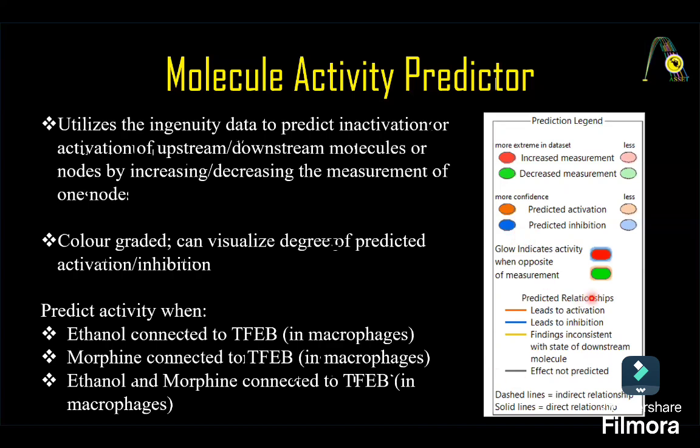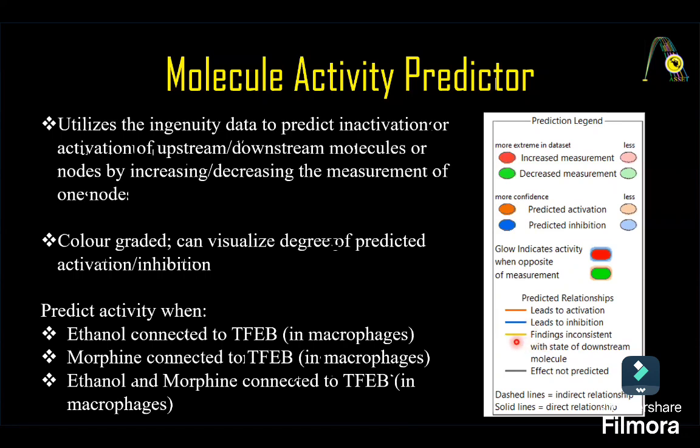And the lines as well will be different colors. So if you increase the measurements of, for example, morphine, and the relationship leads to an activation, that line will turn an orange color like this. After increasing the measurements of a molecule such as morphine, if the line connecting it to another node turns blue like this, that means that because of increasing the measurements of morphine, that specific relationship will lead to an inhibition.